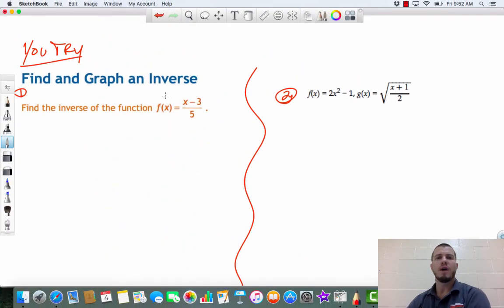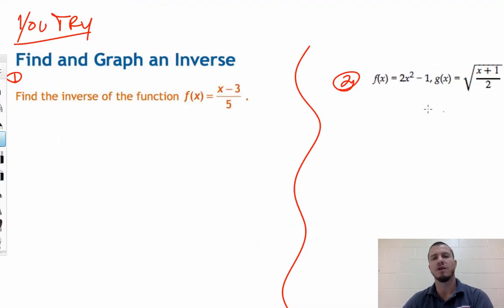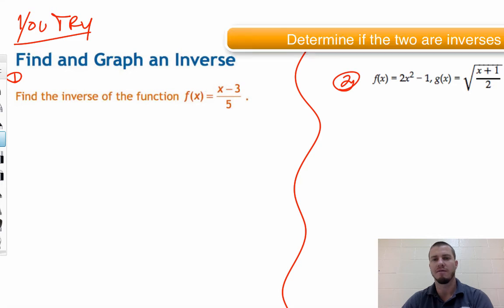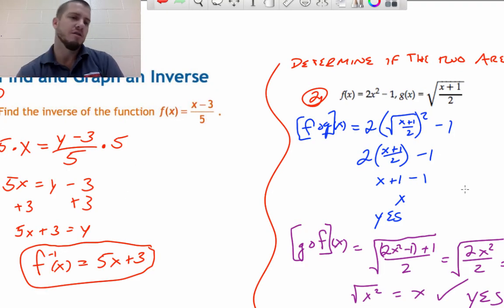So here are a couple U-try problems. So find the inverse of this function and then determine if these are inverses or not by plugging them into each other, f of g or g of f. So now, pause it. So here are your answers.